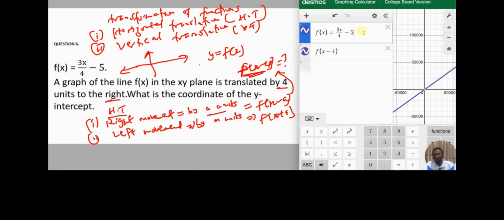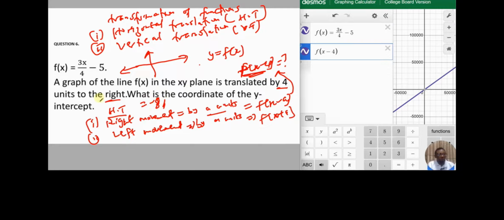If I have a graph of f of 3x minus 5, the intercept is minus 5. So if I now have this second graph, the intercept is minus 8. So my answer here is minus 8.